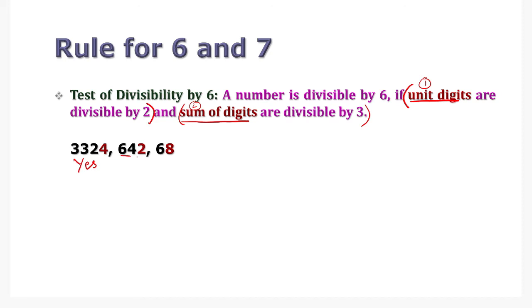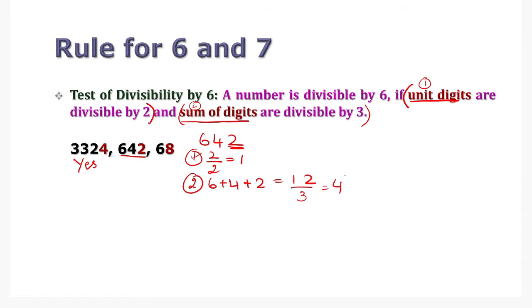And then our second example, 642. As per our first condition, the unit digit should be divisible by 2. So 2 divided by 2 is equal to 1. Yes, it is satisfied. And then our second condition is that the sum of the digits, which is 6 plus 4 plus 2, equal to 12. And then when we divide 12 by 3, we get 4. We are getting a whole number and the remainder is 0. So finally, we could conclude that 642 is divisible by 6.